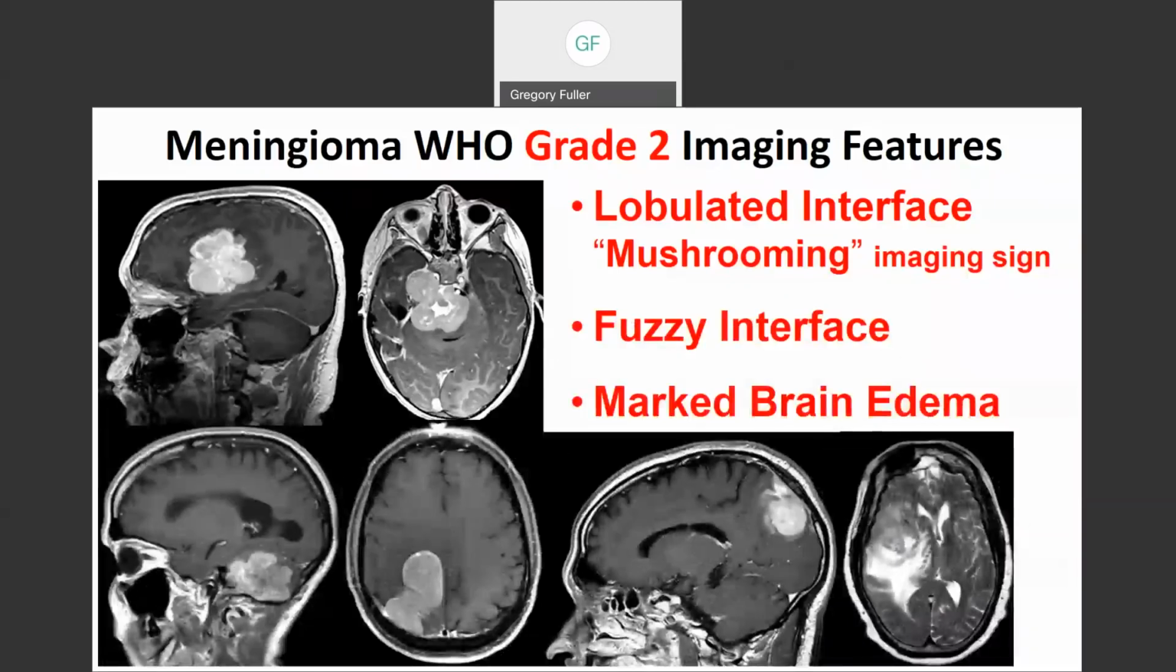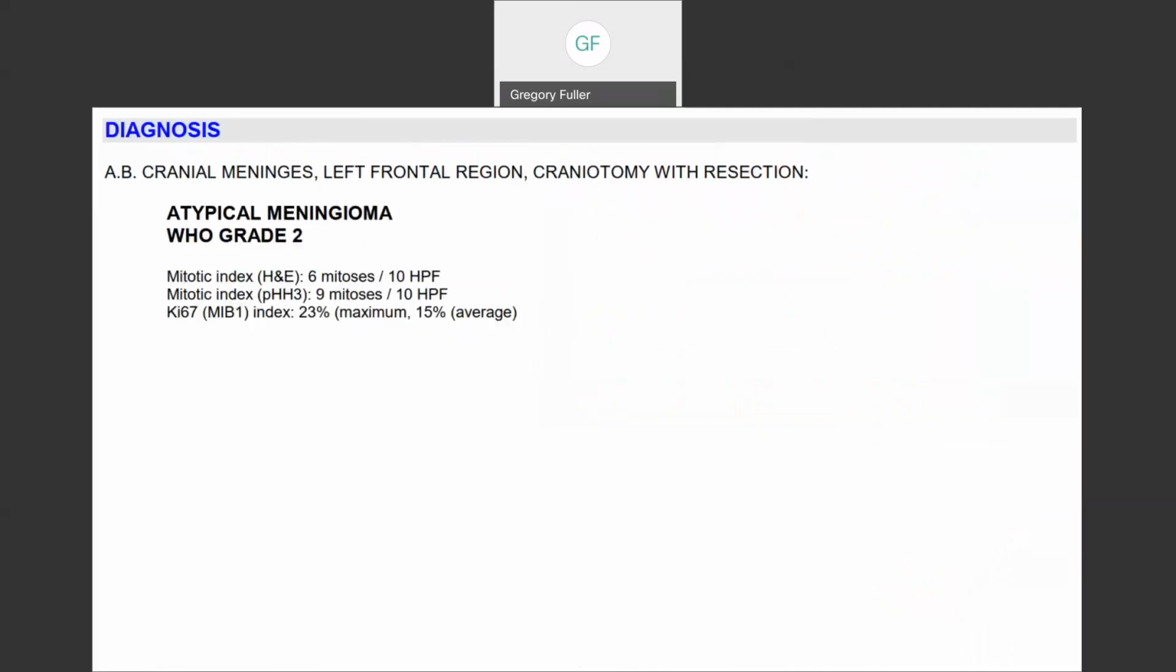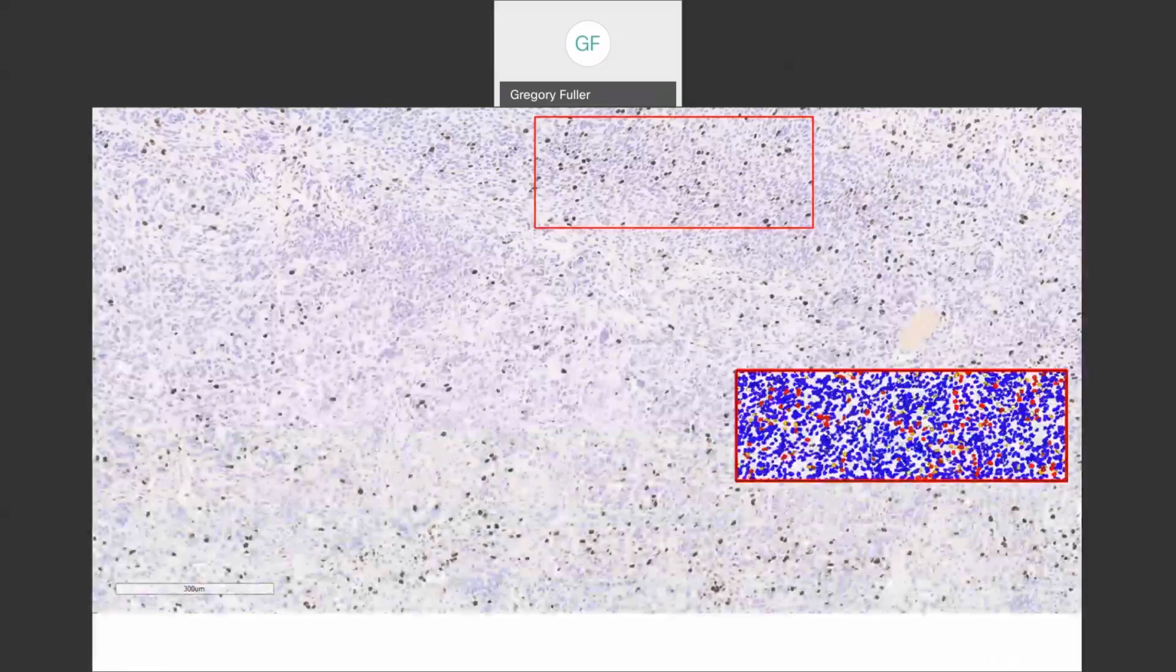Now, ours is in this group. This is the WHO grade 2. Look at these patients. Lobulated interface. That's the mushrooming sign. Fuzzy interface. Frequently, it's invasion. Marked brain edema. Atypical meningioma. 6 mitoses per 10 high power fields. 9 by PHH3. Ki-67 of 23%. There's the automated quantitation of the Ki-67.